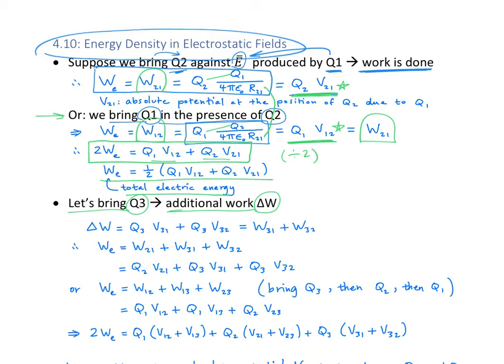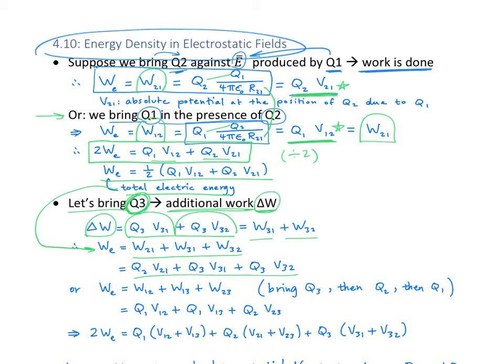Okay, so that additional work or change in the work done in general is going to be equal to these two terms. So why two terms? It's because there's going to be work due to bringing this third charge because of the electric field induced by the other two. And so that's what we have here. So going on to calculate the total electric energy, now we have three terms. And we expand these three terms.